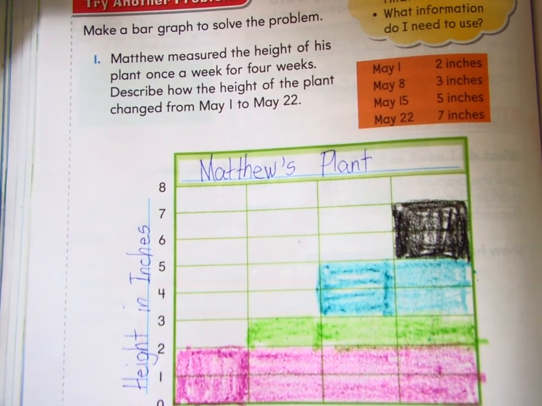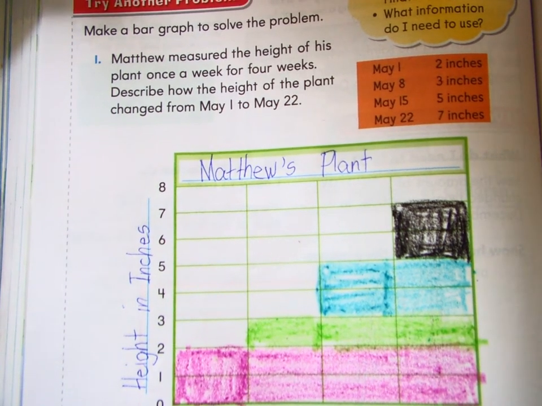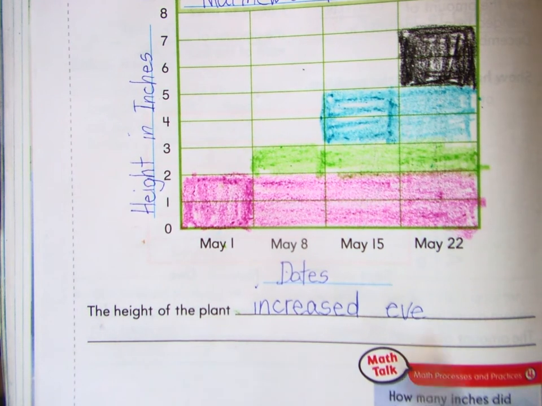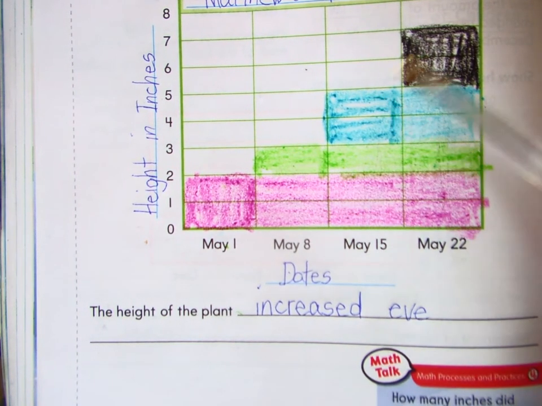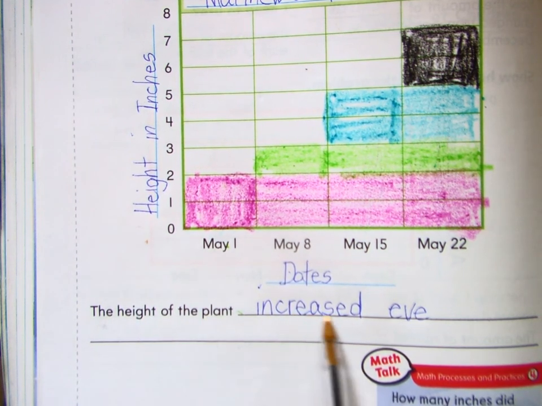The height of the plant increased every... Can you see this? I bet you can't, can you? Okay. What can we say about the height of the plant? Well, that it went up every week. We use the word increased. Can you put that word? The height of the plant increased. It got bigger. It grew.